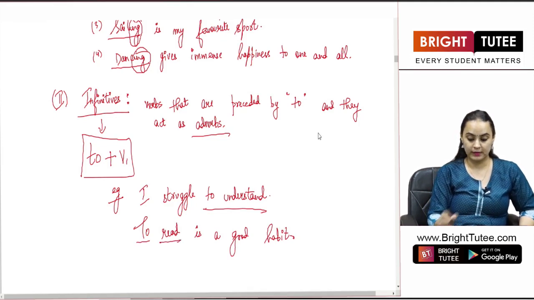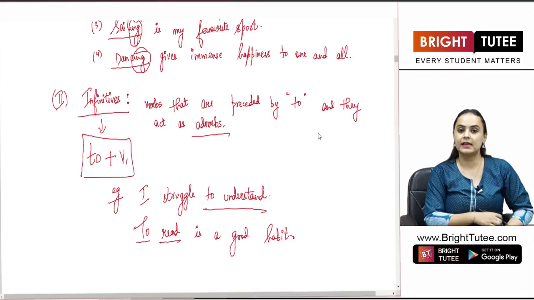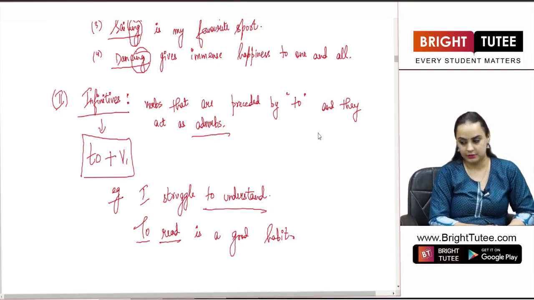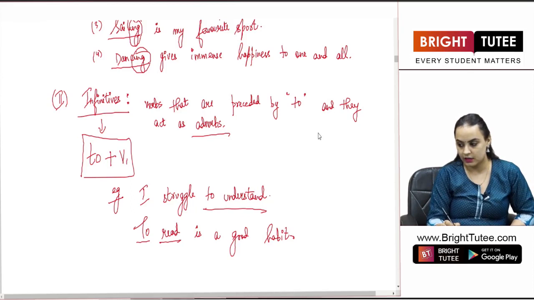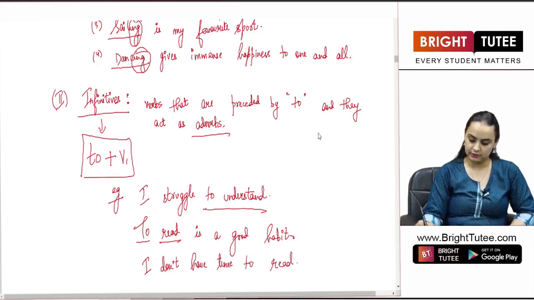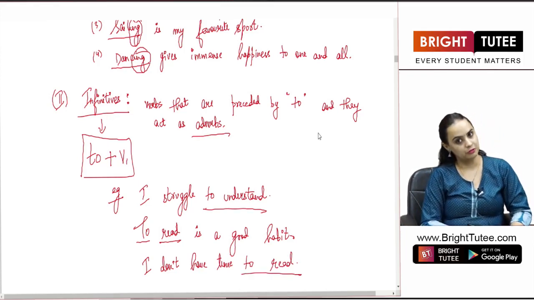Again, to plus the first form of the verb, so it is an infinitive, and in this sentence it is used as a noun, as the subject. What is a good habit? To read is a good habit. If I give you another example, I don't have time to read. So, to plus the first form of the verb, to read.